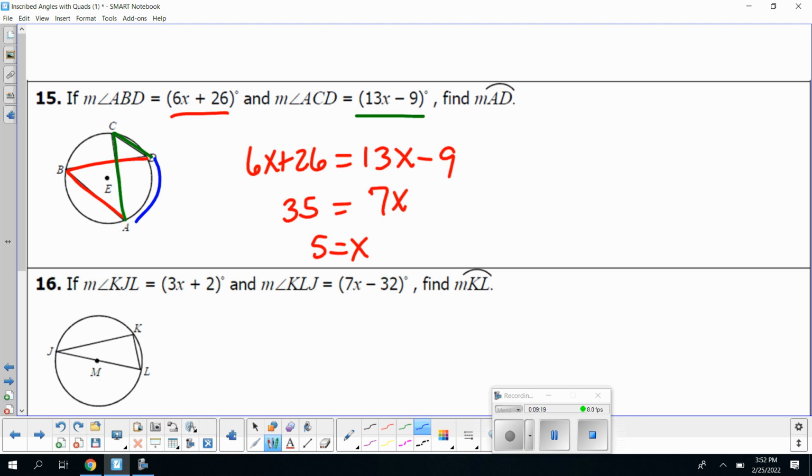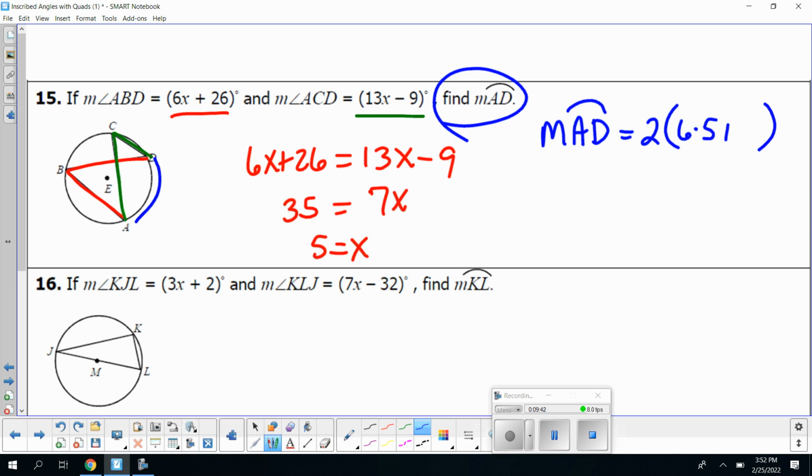Is that what they asked for? No, they said to find the measure of the arc AD. So I know that the measurement of the arc AD is going to be 2 times the measurement of one of the two angle measurements. So I'm going to take the first one, 6 times 5 plus 26. That gets me 2 times 56. So the measurement of arc AD is going to be equal to 112.